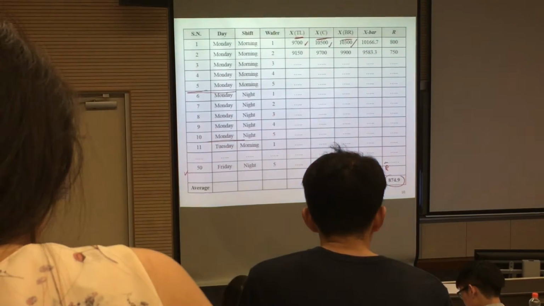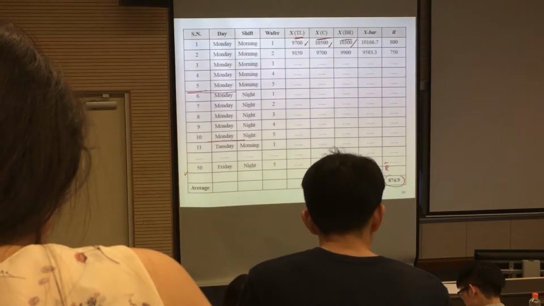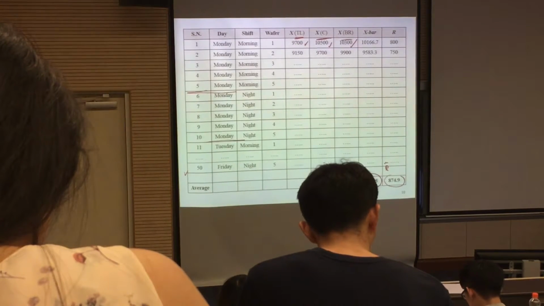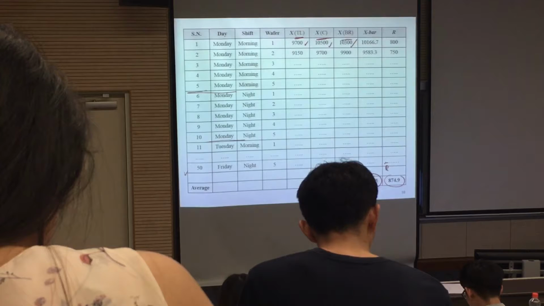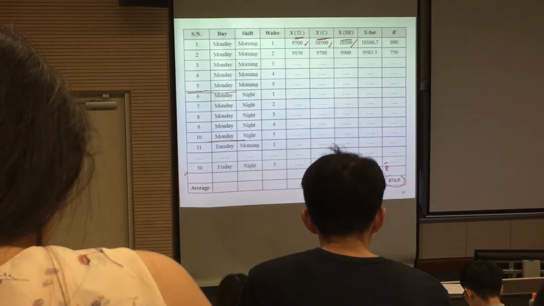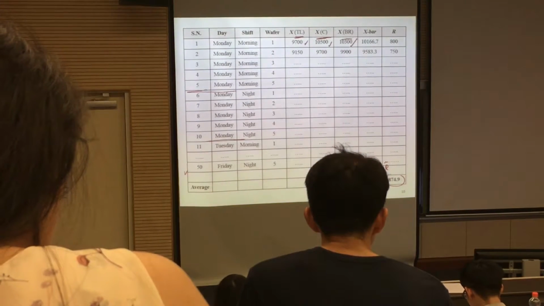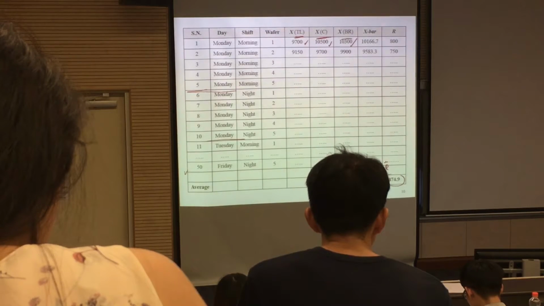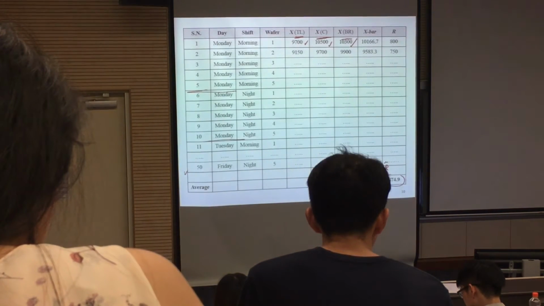Right? So with X bar and R bar, we can plot the control charts. So data, is that clear? Okay? Then we plot the control chart, and after that see whether the X bar chart and R chart are in control or not.